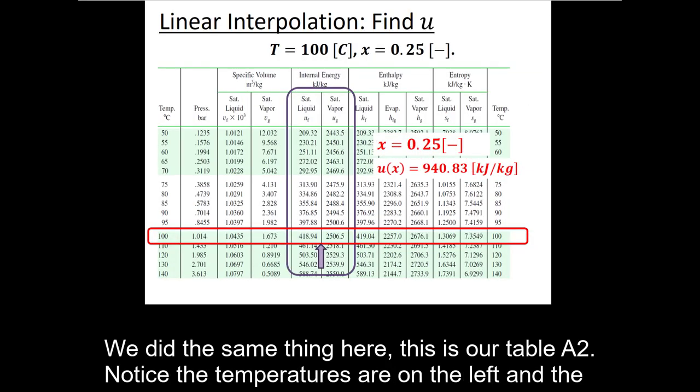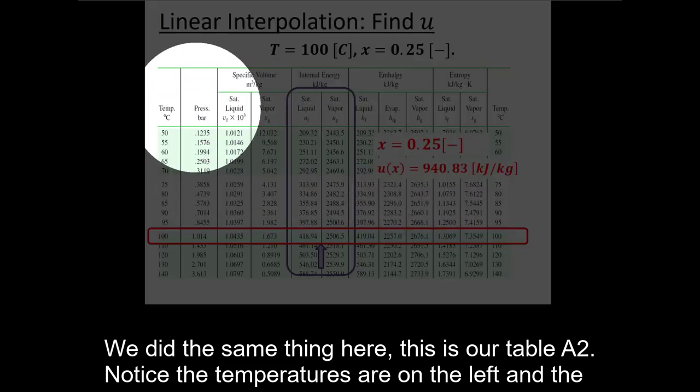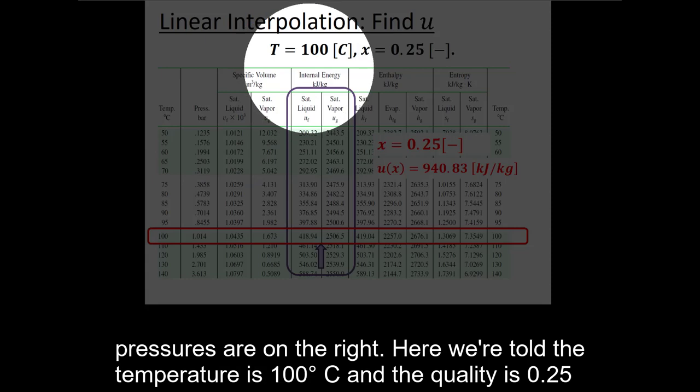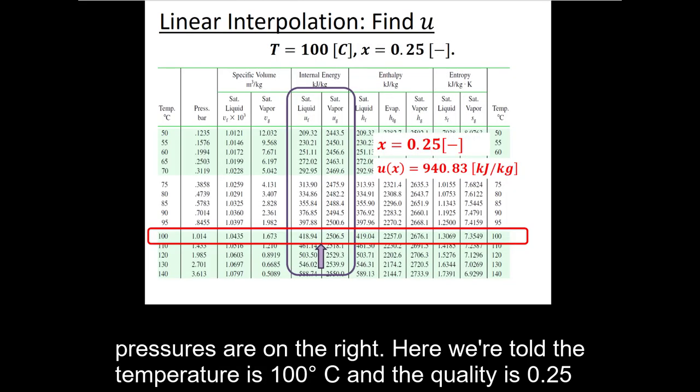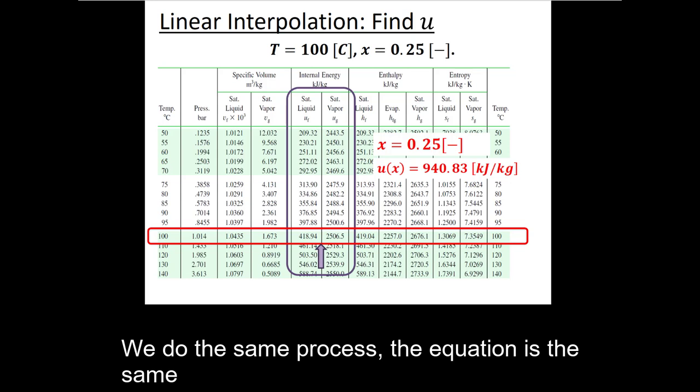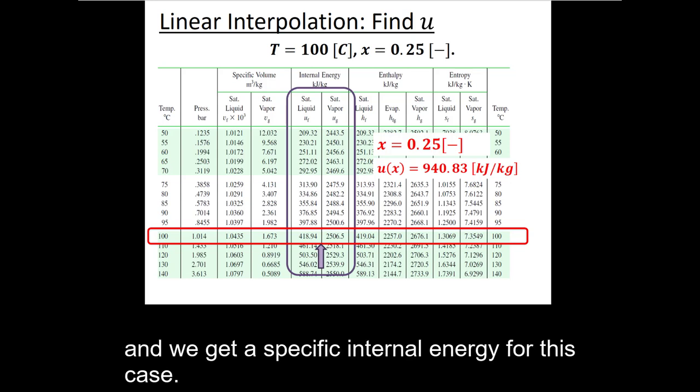We did the same thing here. This is on table A2. Notice the temperatures are on the left and the pressures are on the right. Here we're told the temperature is 100 degrees Celsius and the quality is 0.25. We do the same process. The equation is the same, and we get a specific internal energy for this case.